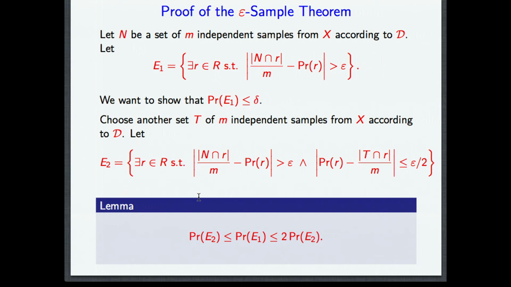So we formulate it by showing that the probability of E1 is bounded by twice the probability of E2. So the probability of E2 is not that much smaller. Remember again, E2 is smaller, but it's not that much smaller. It's no more than twice.